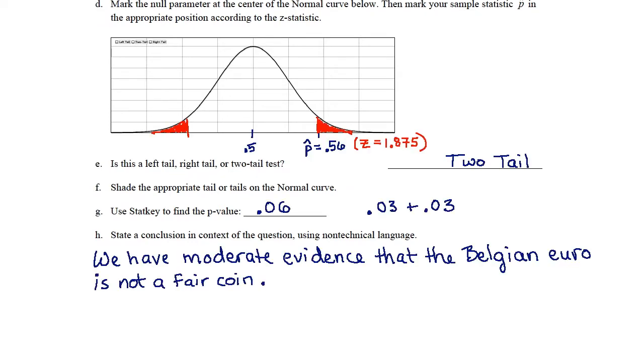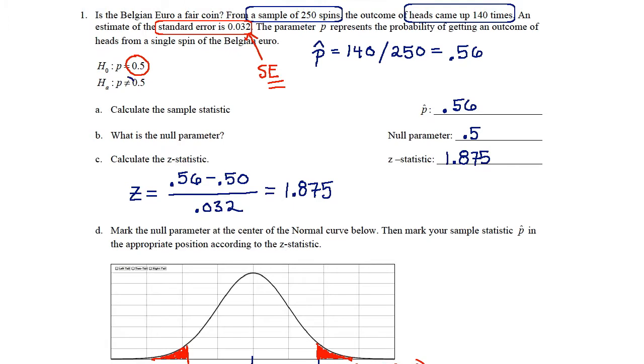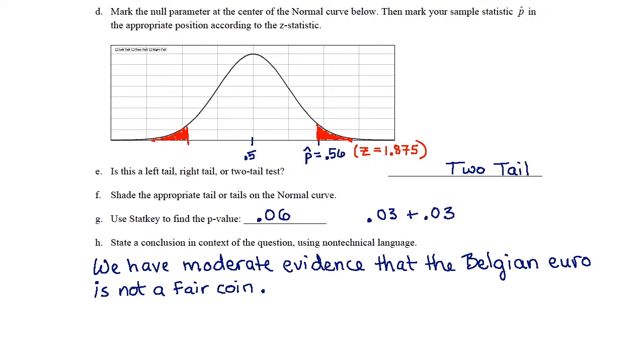So marking our sample statistic, our null parameter, and our z-score on this graph, note that this is a two-tail test, because if we back up and look at our alternative hypothesis, it was two-sided. It was this not equals instead of greater than or less than. And because this is a two-tail test, we need to find the areas of both tails and add them together, or find the area of one tail and double it. So we get a p-value of 0.06.